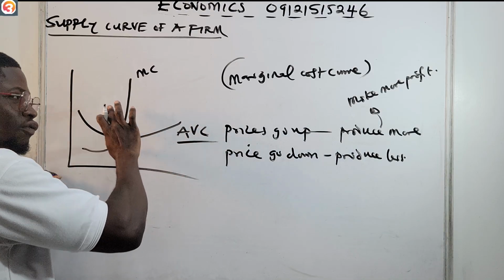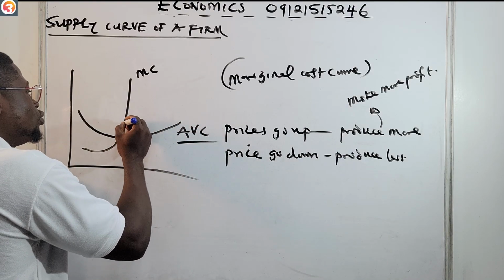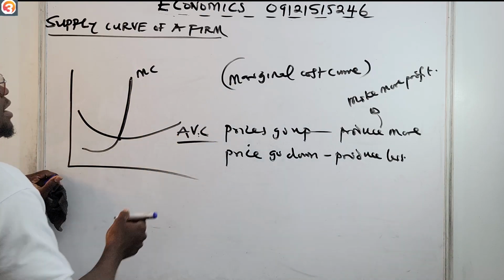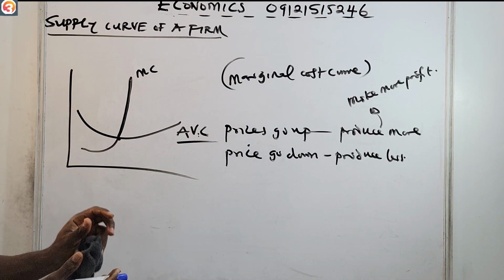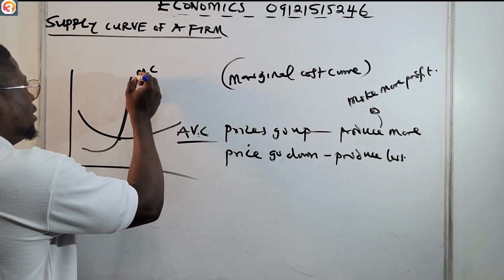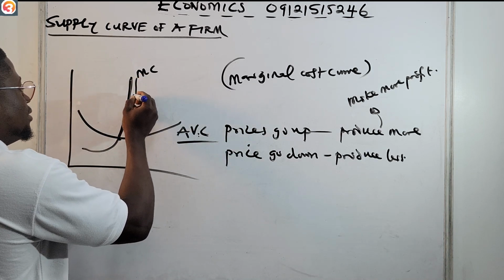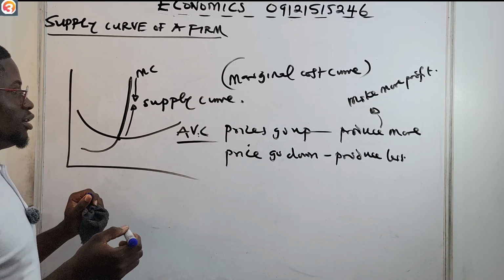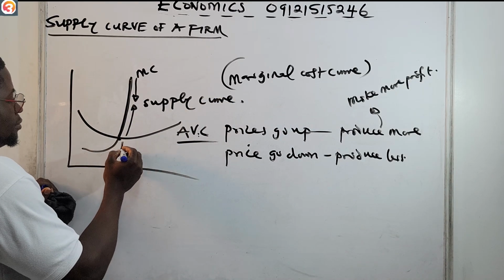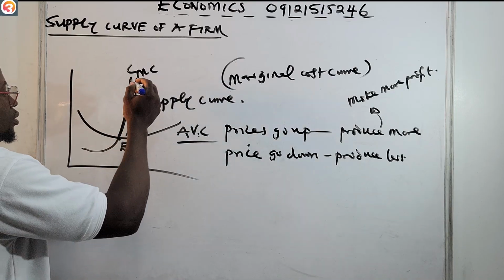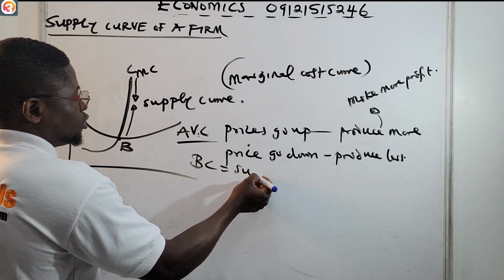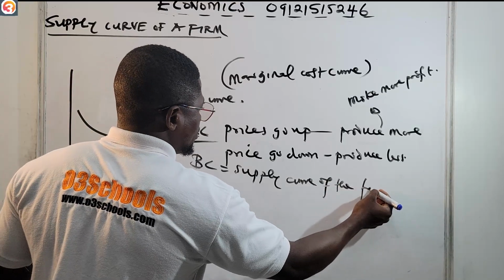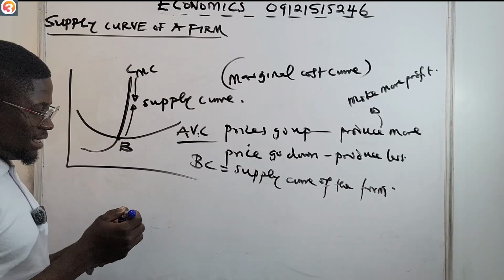The supply curve of a firm is this upward sloping part above the average variable cost curve. This is our supply curve. So if we say here is B and here is C, that means curve BC is the supply curve of the firm. Please take note of that.